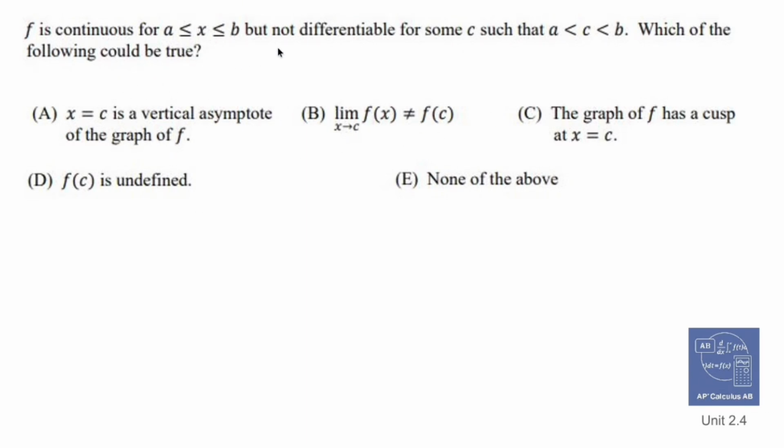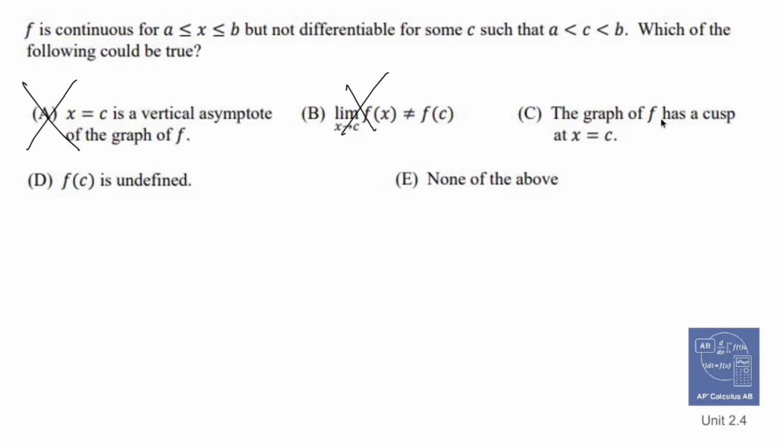So if it's continuous on a to b, A says x equals c is a vertical asymptote. That is not true. A vertical asymptote implies that it's not continuous, and it is continuous, so A won't work. The limit as x approaches c of f of x can't equal f of c. That's also not true because that also implies discontinuity. You can't have that either.